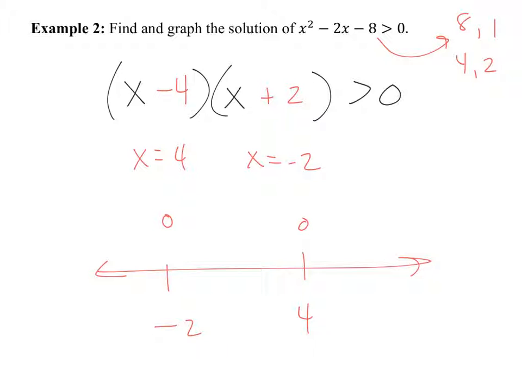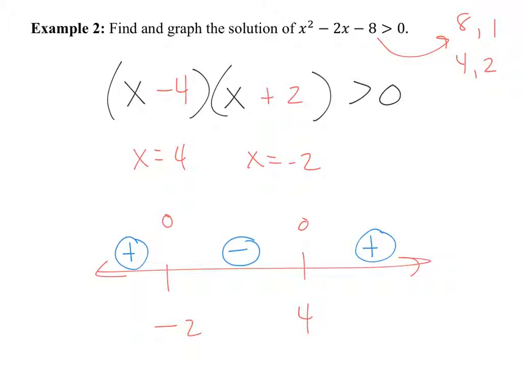Morgan, what do you got for regions? Positives, negatives? Sure. What did you get? Negative. And again, right? Doesn't matter. Good. Other ones? Try it. Good. Try 5. Remember to use the factored form. It's a lot easier. Good. Yeah, because it's negative times negative.